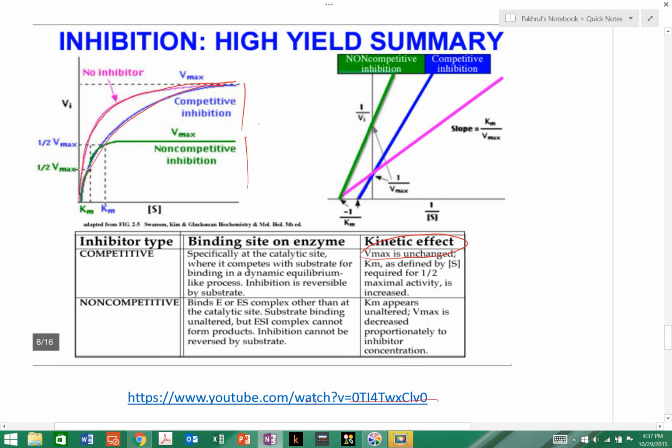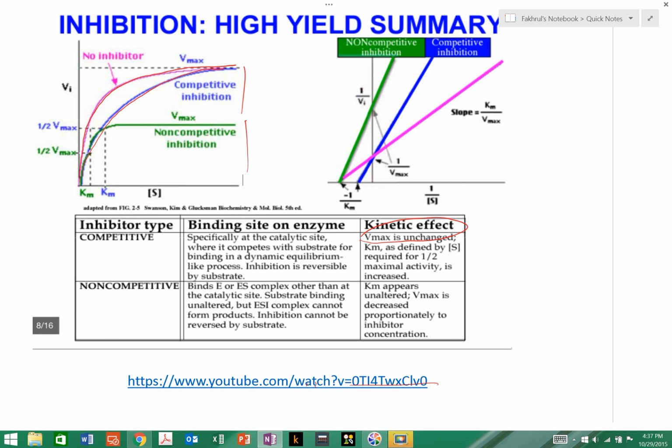So no change in Vmax, Km decreases. Here, non-competitive, again that's non-competitive, no change in Vmax, Km goes up.